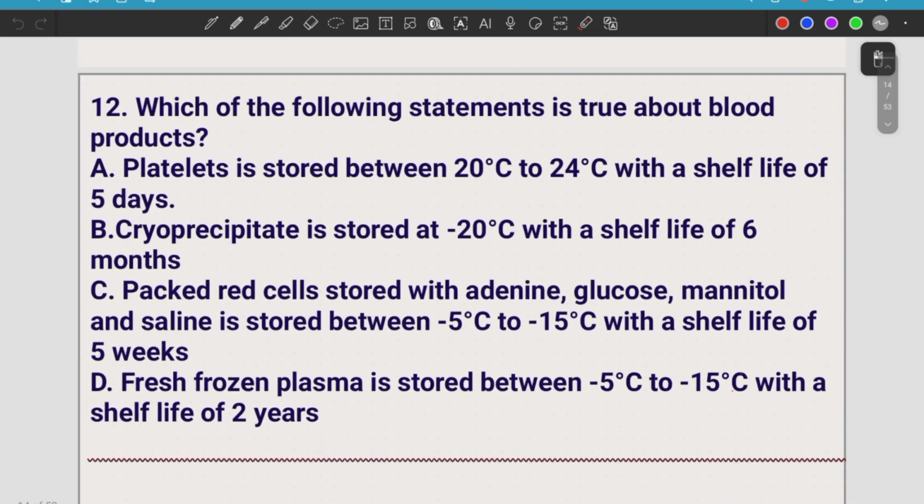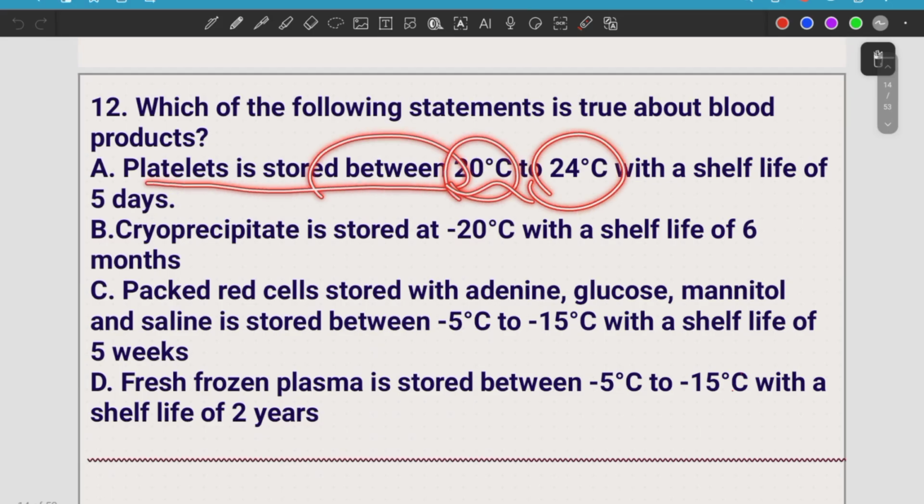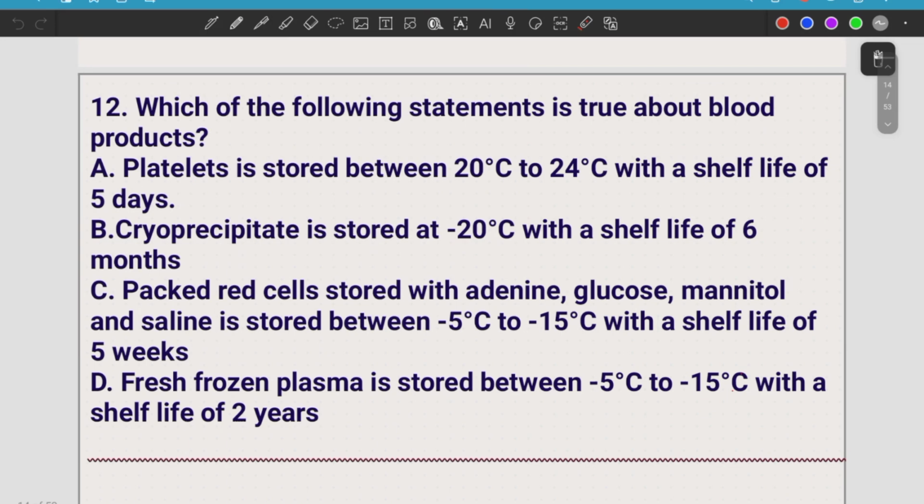This is an important question, but when you see the question with options, you will be like, oh my god, I am not good with numbers, how can I remember? But if you have visited your blood bank at least once in your internship, you might have seen the platelets are kept at room temperature. Yes, platelet is stored between 20 degrees Celsius and 24 degrees Celsius, which is near room temperature. And when you keep something outside, how many days can the shelf life be? You can expect up to 5 days. Yes, correct.